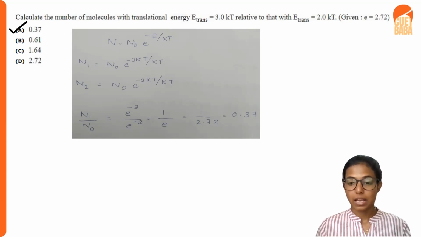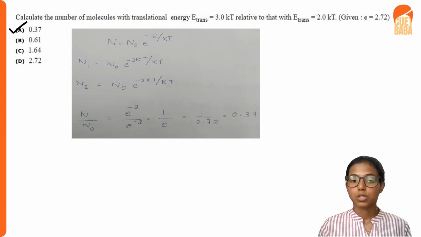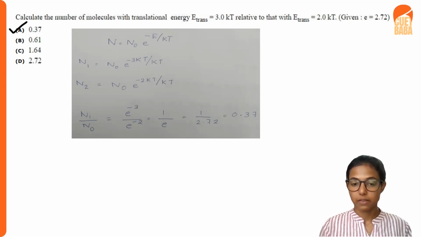So N1 by N0, N1 by N2 is equal to e raised to minus 3 by e raised to minus 2, that will be equal to 1 by e. Here it is given that the value of e is equal to 2.72. So when we are substituting the value, we will get 1 by 2.72. So the answer will be 0.37, and our correct option will be option A, 0.37.